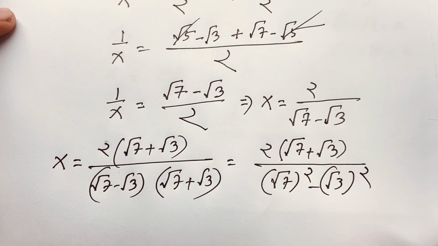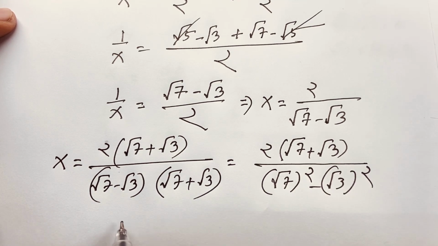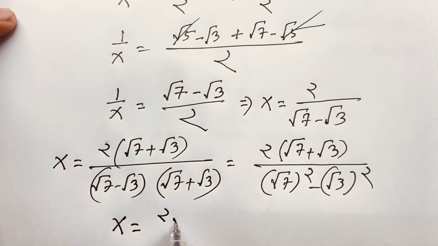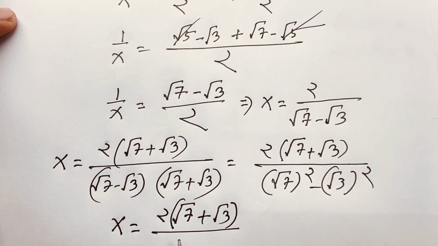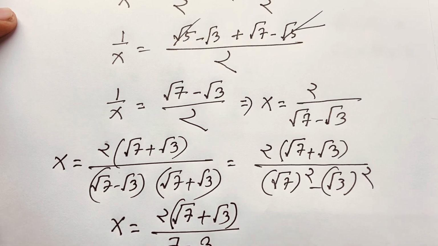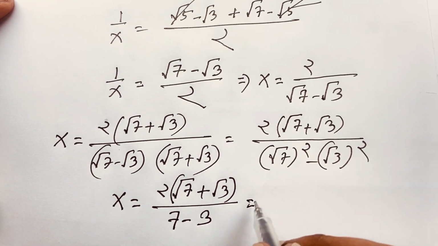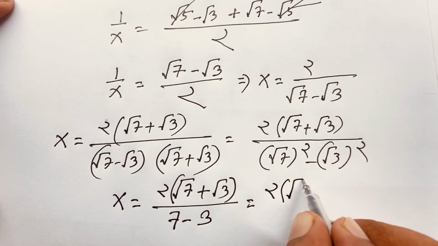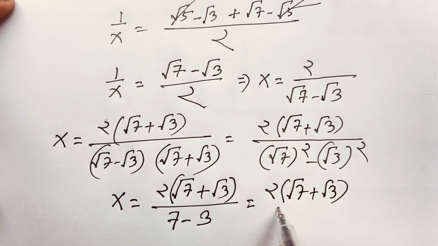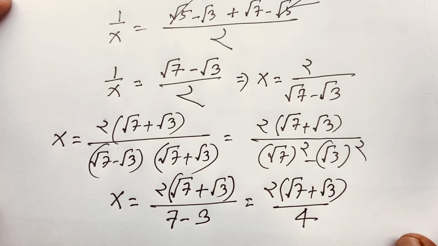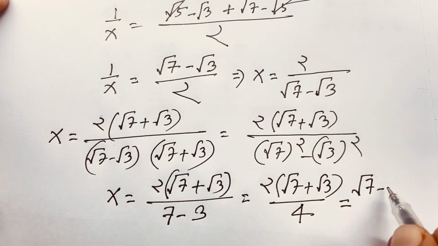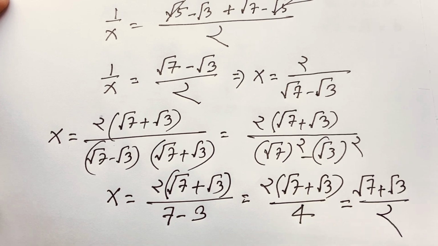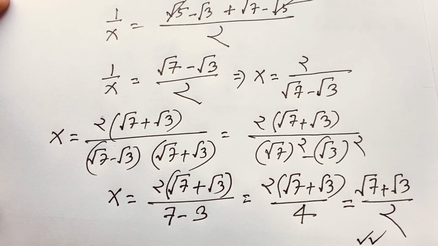Then you can see easily that the square roots are cancelled, so we find x is equal to 2 times (square root 7 plus square root 3) over the bracket 7 minus 3, which is 4. Then if I cancel out this 4 by this 2, we find square root 7 plus square root 3 over 2. This is our final answer in this radical math Olympiad question.